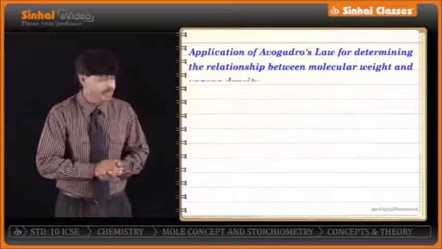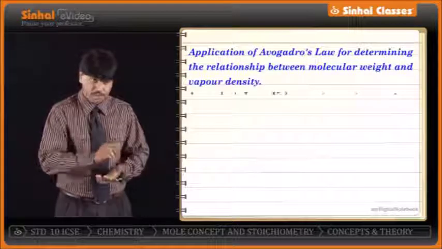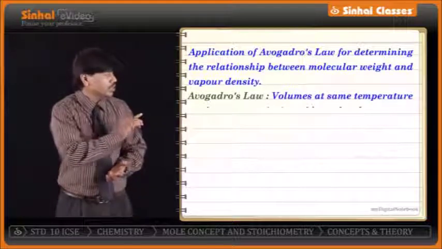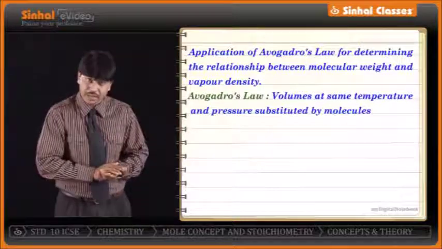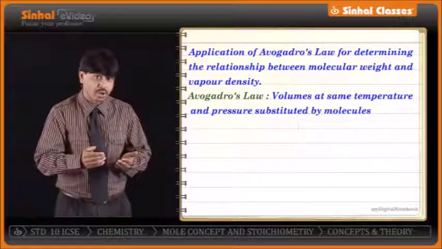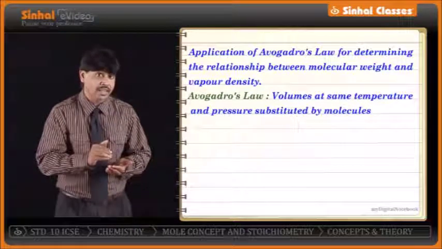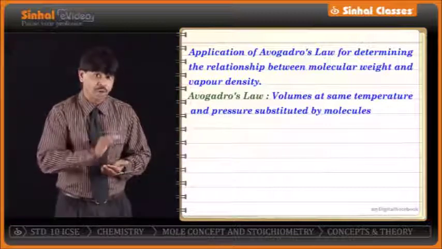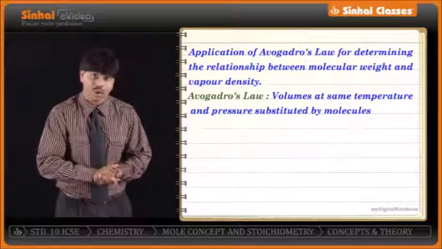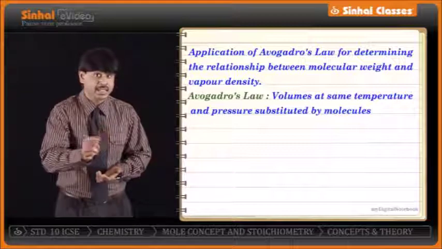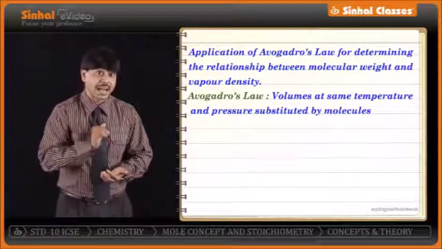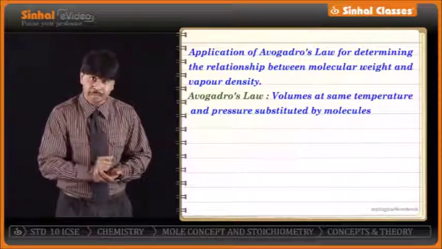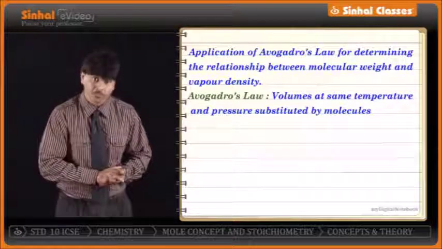Just now we have seen about vapor density. It was the ratio of mass of certain volume of a gas or vapors upon mass of same volume of hydrogen. Now, according to Avogadro's law, we can replace the volume by the number of molecules, provided the volumes are same. Now, in this case, the volumes are same. That is the volume of the gas as well as hydrogen. Both the volumes are same. So, we replace it by molecules.